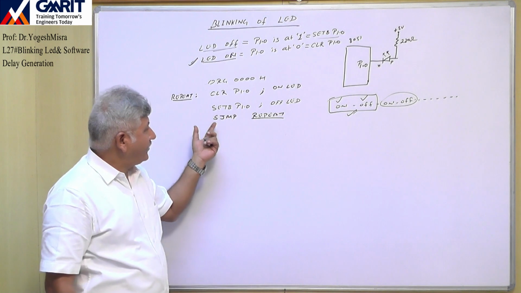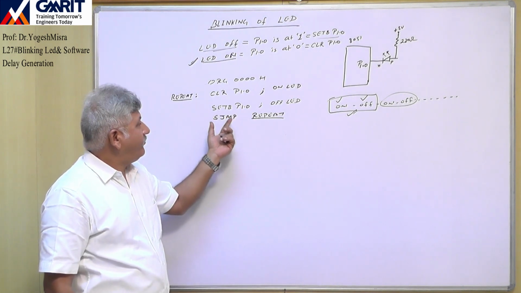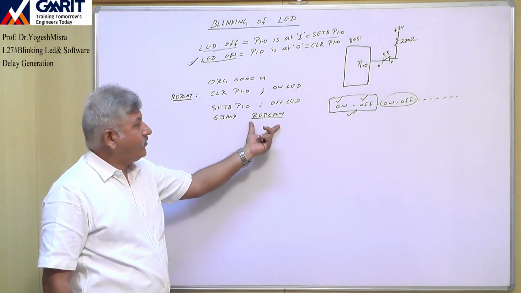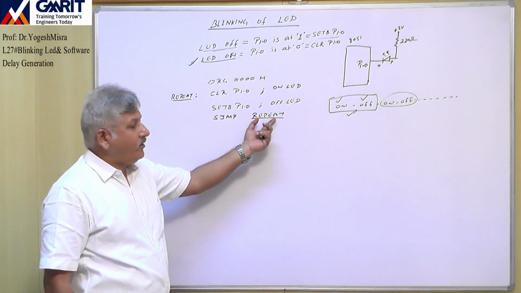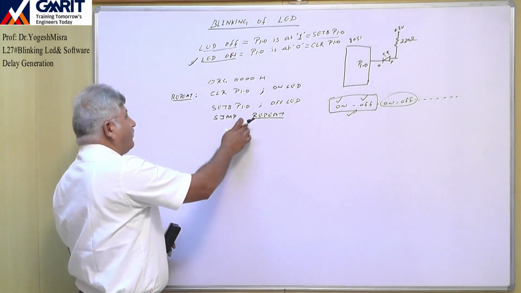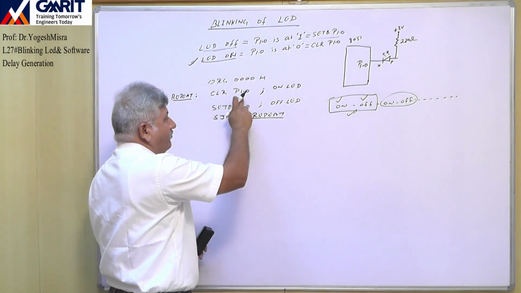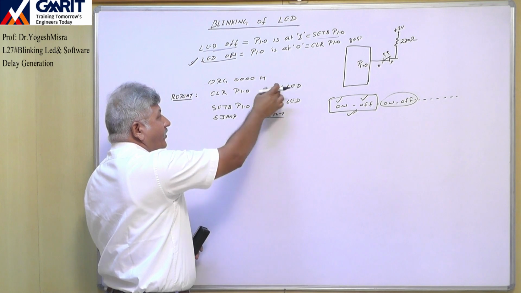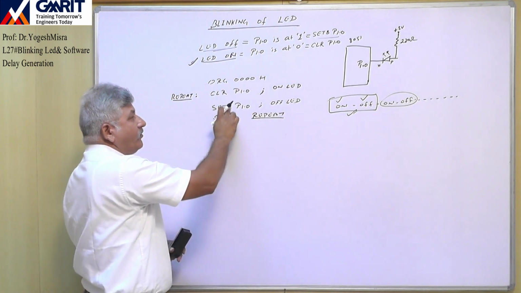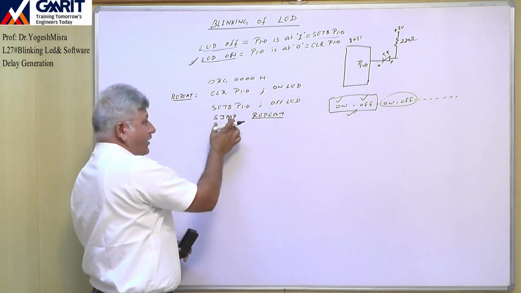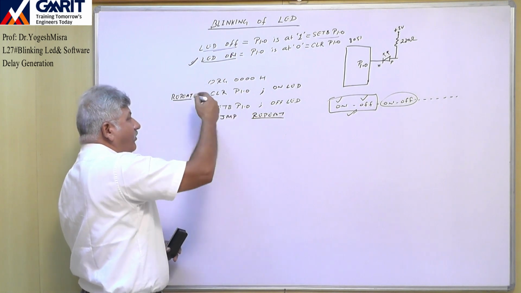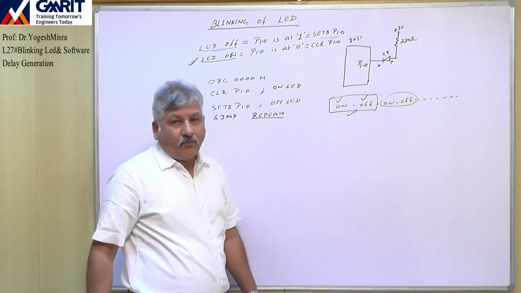After that, the controller will execute the instruction SJMP repeat. Now the sequence of the program will go to the label repeat. So again the controller will come to this point, and here CLR P1.0 will make the LED on. Again SETB P1.0 will make the LED off. Then again SJMP repeat. So now this program is in a loop.